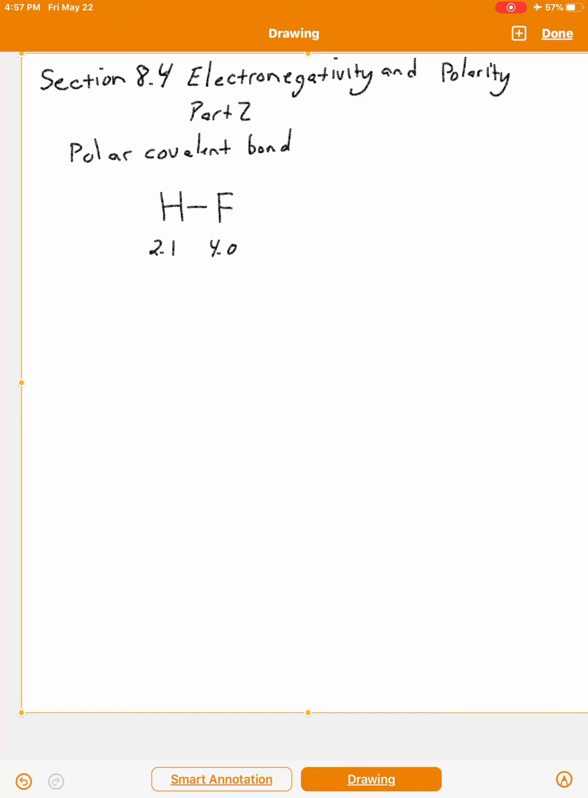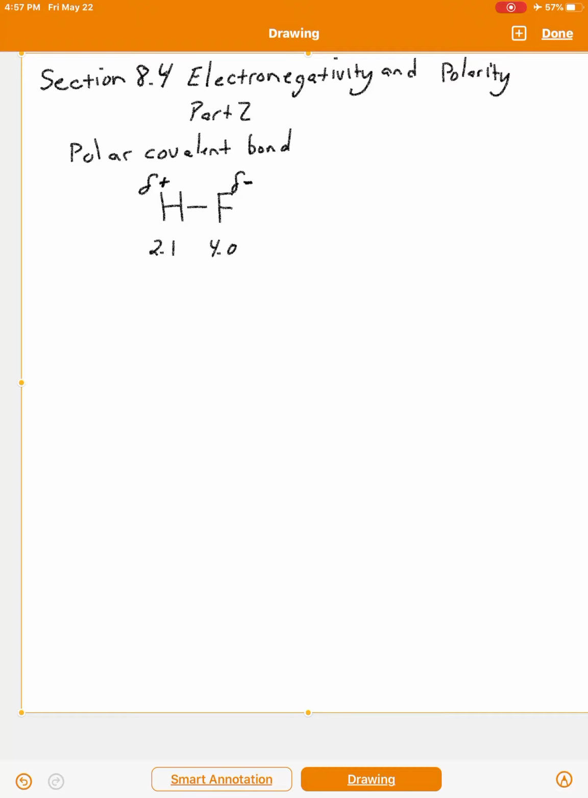So one way to represent that is to put a delta plus on the element that's less electronegative, which in this case would be the hydrogen, and to put a small negative charge on the atom that is more electronegative, which in this case would be the fluorine. Okay? So the one that has the higher value of electronegativity has a negative charge, and the one that has a smaller value of electronegativity has a small positive charge.